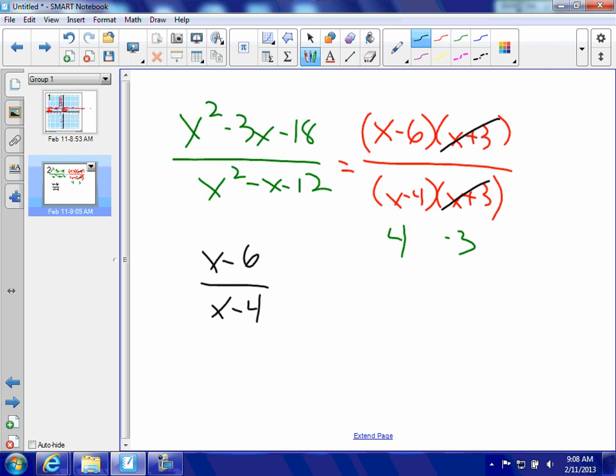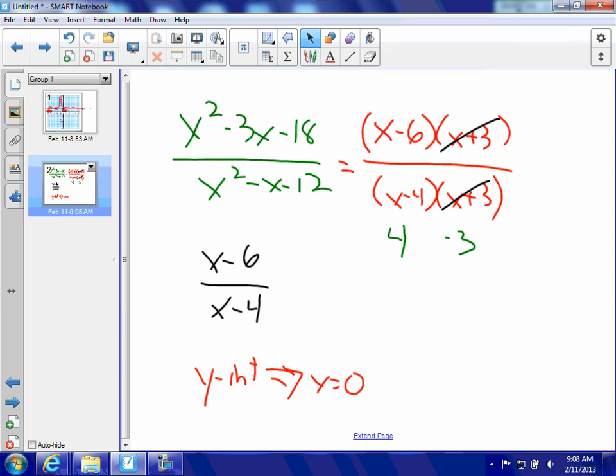Y-intercept. I need to find the y-intercept. Y-intercept means x equals 0. Just write this function over here. I have x squared minus 3x minus 18 over x squared minus x minus 12. I just want to make sure I have that where I can read it easily.